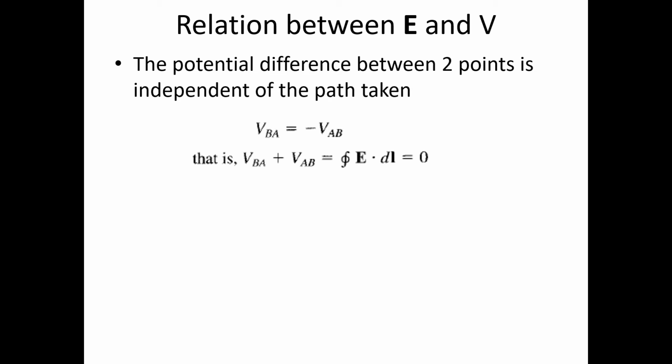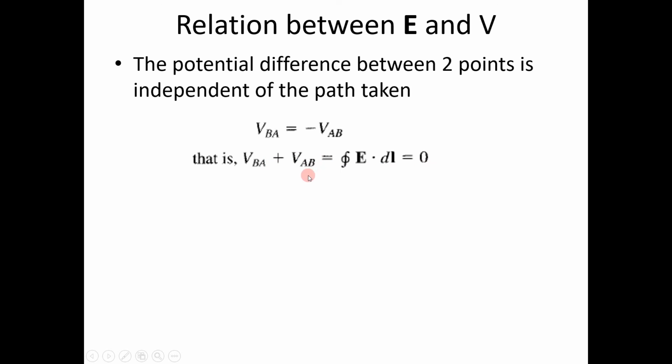Another thing is, you know that the potential difference between two points is independent of the path taken. You know that VAB is negative integral E dot dl from A to B. Similarly, VBA will be negative integral with the limits B to A. So they are linked with a negative sign. So the potential difference between A and B is independent of the path taken. VBA is negative VAB.